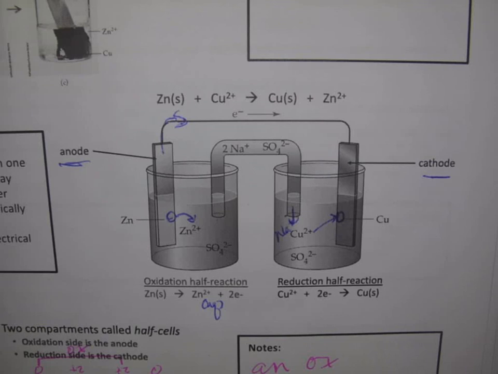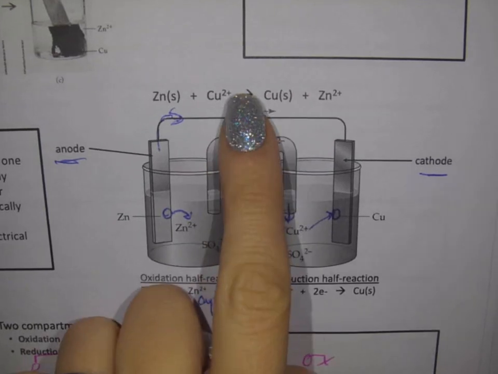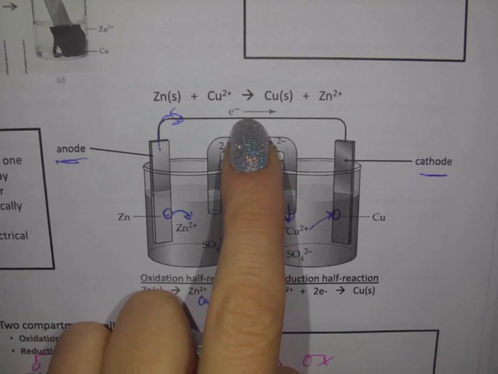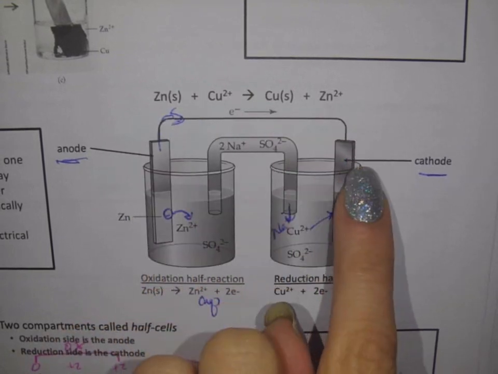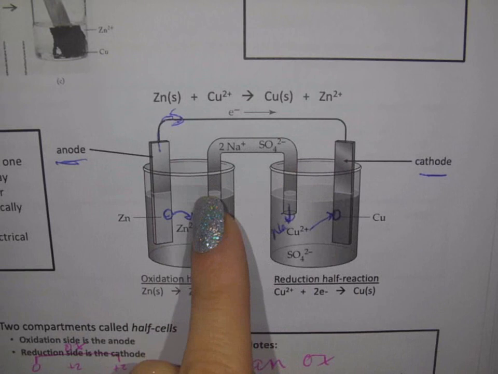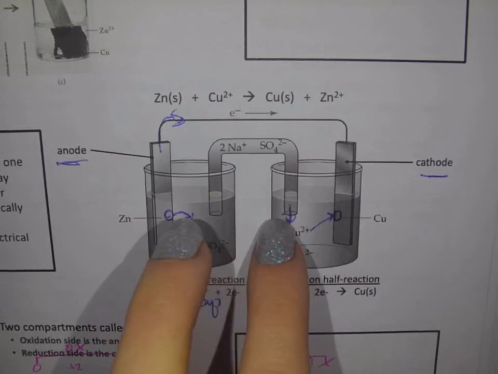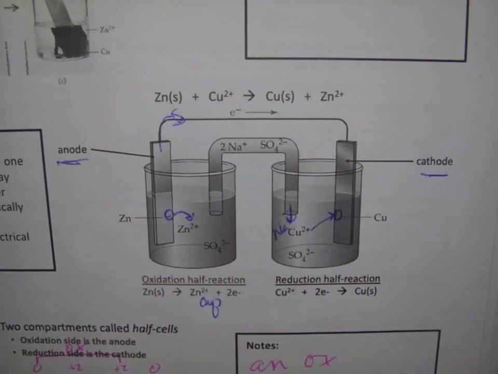Okay, cool. So, movement of electrons through the wire creates the voltage. The reason why the electrons can move through the wire is because of the salt bridge, because ions can go between them. Okay, so that's how batteries work.